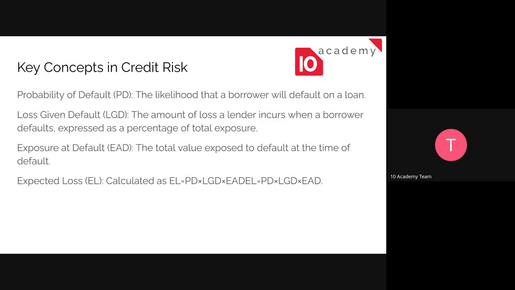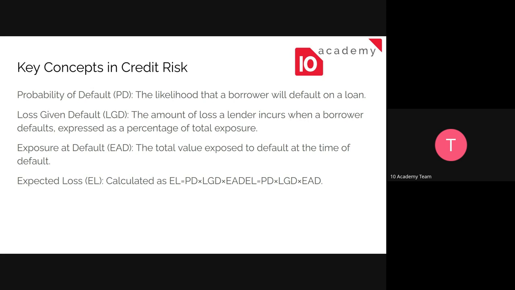So we have some key concepts that you need to understand when dealing with credit risk. The first thing is probability of default. So will the borrower default on the loan or not? Then loss given default, so the amount of loss the lender incurs when the borrower defaults.